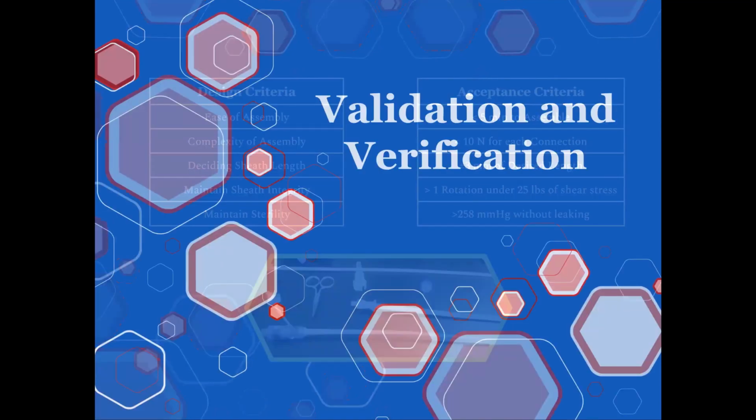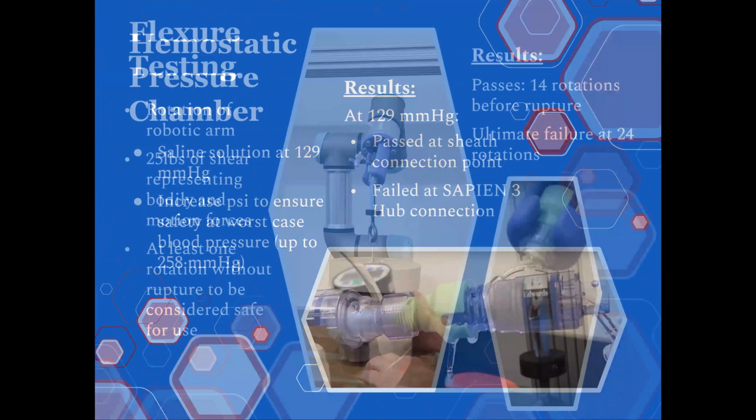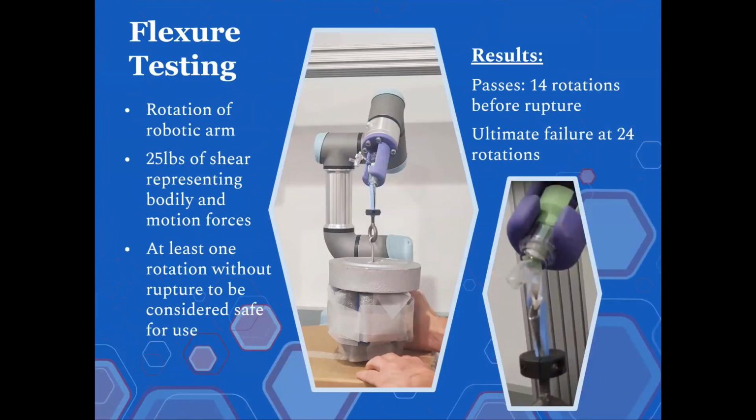Validation and verification. We first performed a hemostatic pressure test to detect leaks under increasing pressures. Our device failed and leaked at 129 mm mercury, half the minimum pressure considered safe in the bloodstream. We plan to fix this in future iterations. The next test evaluated the flexural durability of the sheath connection. A weight of 25 pounds was attached to the DuoLink and rotated by a robotic arm. Our DuoLink underwent 14 rotations before failure, when it only required 1 rotation to be considered safe.